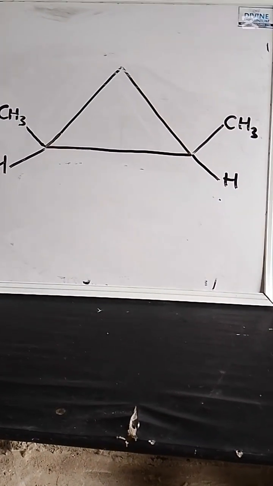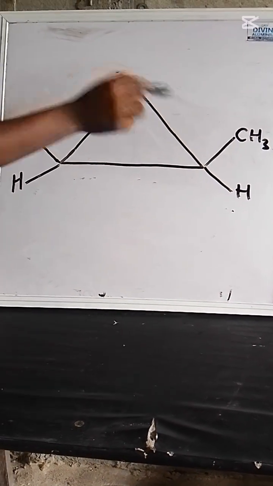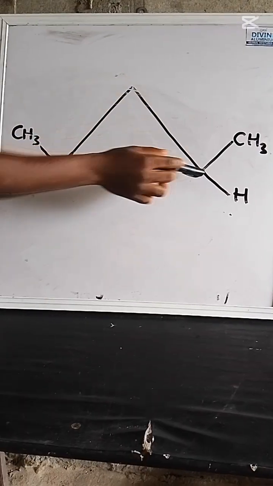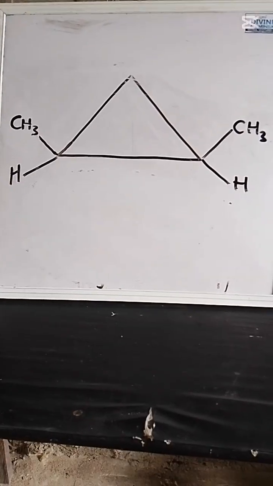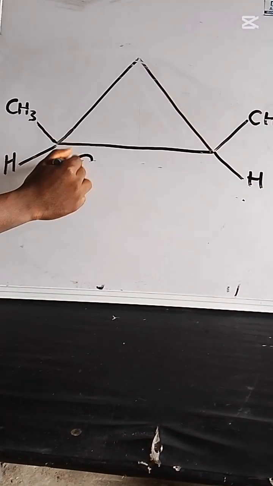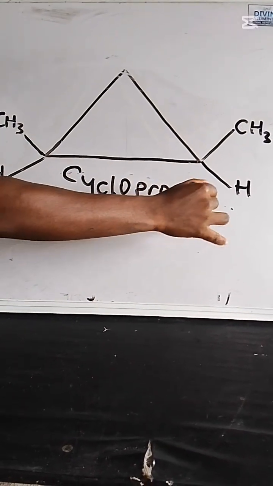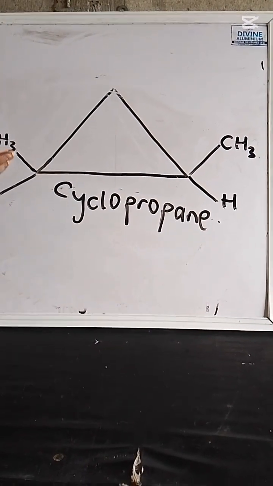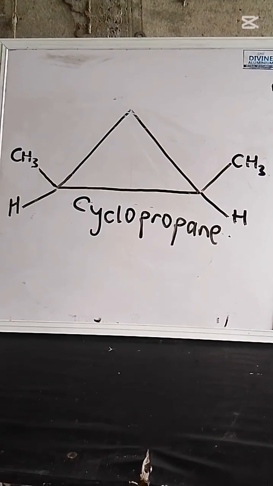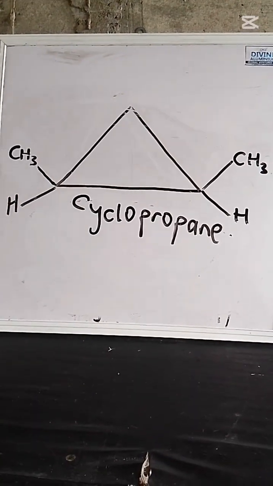Now, IUPAC rules for naming cycloalkanes. You can see that these edges represent their carbon atoms. So counting their total number, we have 1, 2, 3. We therefore have propane. Since it's a cycloalkane, we're not just going to write propane, we're going to write cyclopropane. Now, in the aspect of counting, we start counting from where? From where the substituent is, to get to the lowest possible numbers.